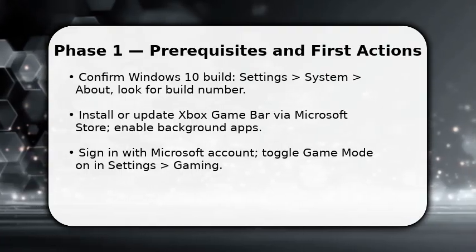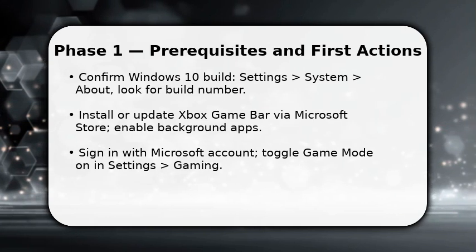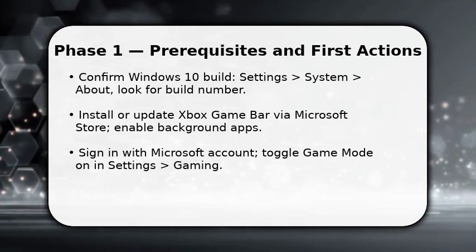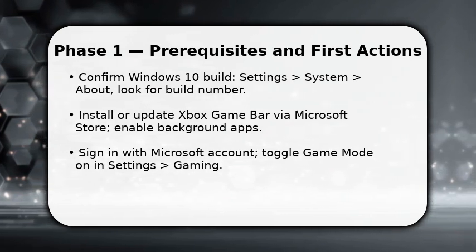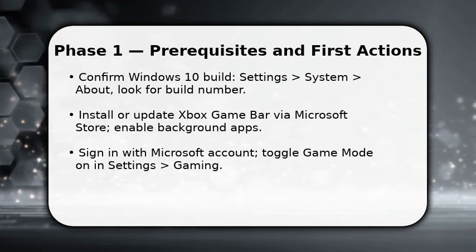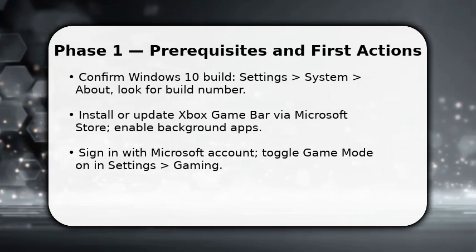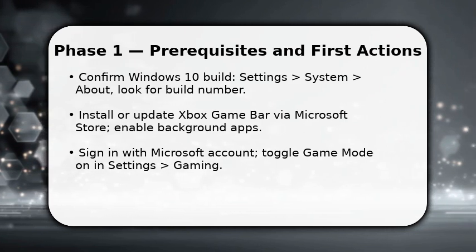You start by verifying system readiness. Check Windows 10 build and sign in with your Microsoft account so Game DVR settings sync. Next, open Microsoft Store, search Xbox Game Bar, and install or update it. This provides the overlay and capture backend.